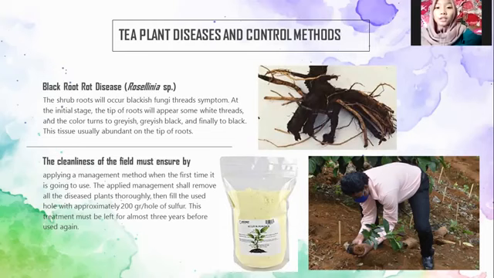The clean lines of the field must be ensured by applying a management method when it is going to be used for the first time. The applied management shall remove all the diseased plants thoroughly, then fill the used hole with approximately 200 grams per hole of sulfur. This treatment must be left for almost 3 years before use again. Next.